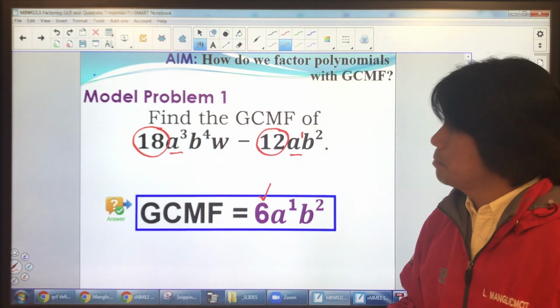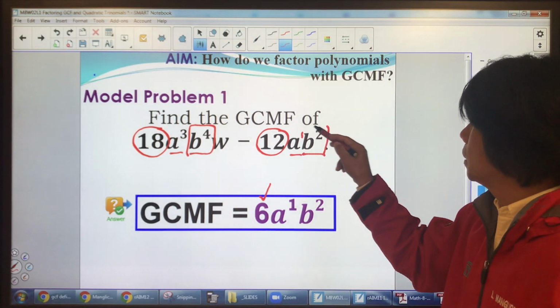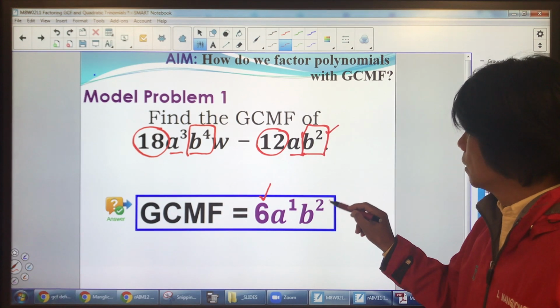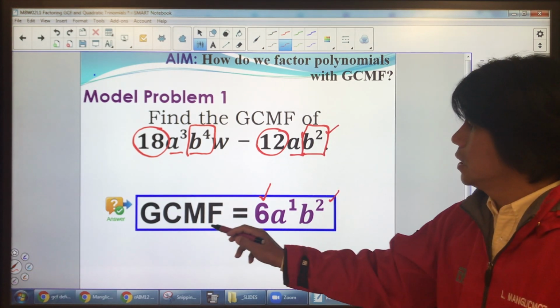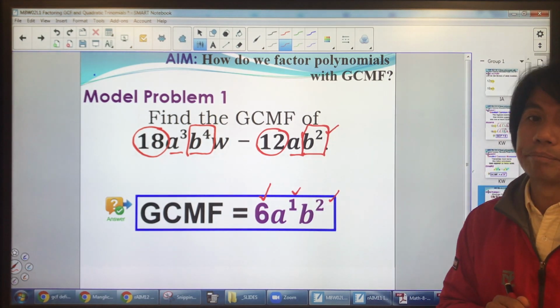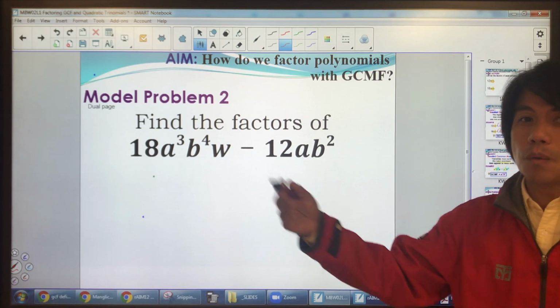How about the variable B? This is B to the fourth, and this is B to the second. 2 is smaller than 4, so therefore it's B to the second. The GCMF is 6A to the first, B to the second. Now let's have the second model problem. It's a continuation of the first.